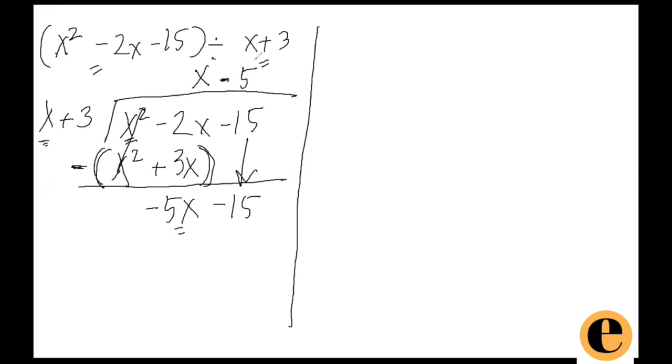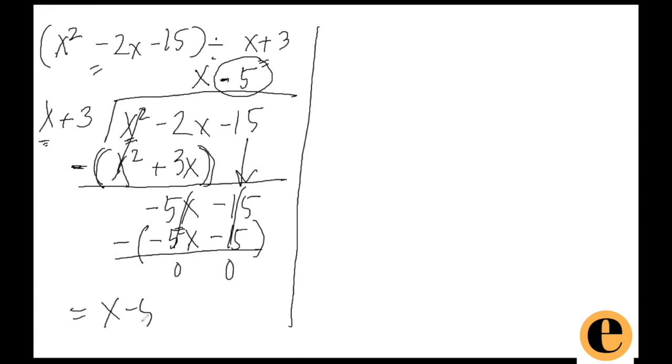Okay, so negative 5, yan yung i-multiply natin ha, baka 5 lang i-multiply nyo. So negative 5 times x plus 3, the answer would be negative 5x, negative 5 times 3, negative 15. Okay, so subtract, since pareho lang sila, 0 na to, ito rin, 0. Okay, so wala tayong remainder. So our answer here is x minus 5.